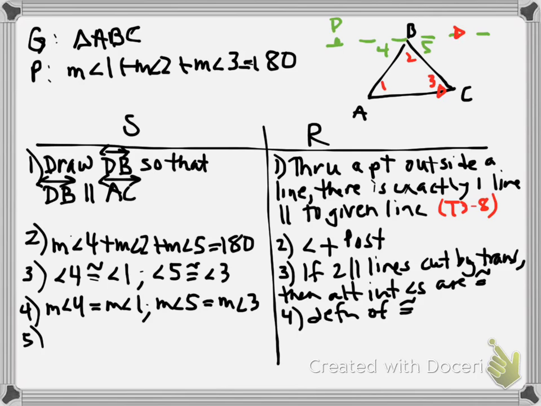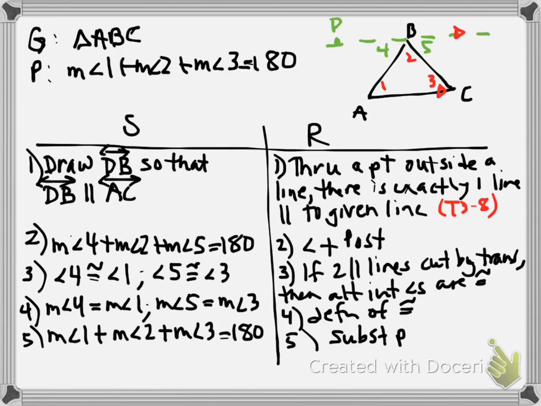And now I can substitute. So where I had measure of angle 4, I can put in measure of angle 1 in step 2. Measure of angle 2 stays itself. And then I can replace measure of angle 5 with measure of angle 3. And that would be substitution property of equality. Now, there are multiple ways to do this, but that one works just fine. And that's it. That's all we have to do. If I have numbered angles, I use the numbers. All right? That's it.